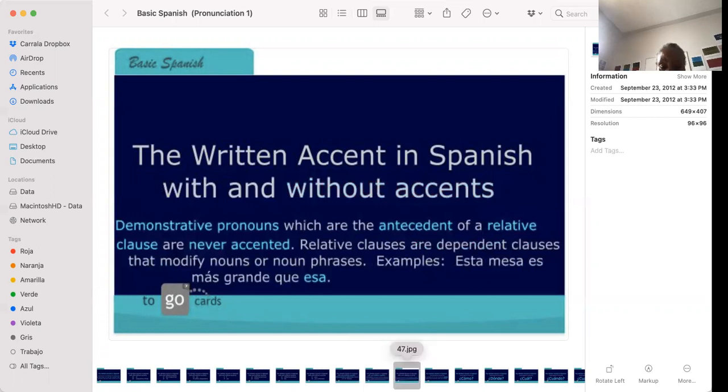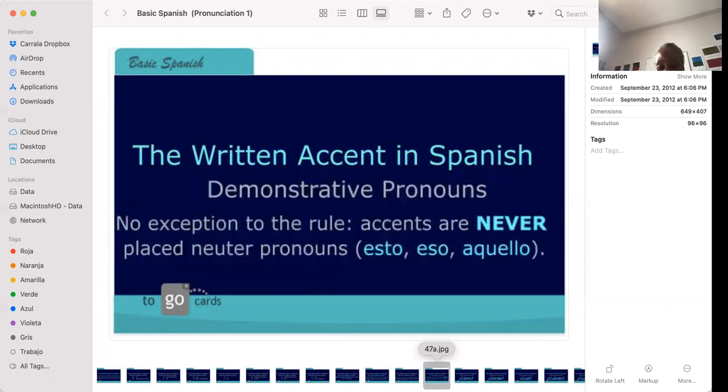Okay. That is getting too much into the weeds, so I'm going to leave that alone. And there's no exception to the rule. Accents are never placed on neuter. This is one of the few things in Spanish that's neither masculine or feminine, but it's never placed on neuter pronouns. A neuter pronoun would be esto, eso, aquello in the singular.